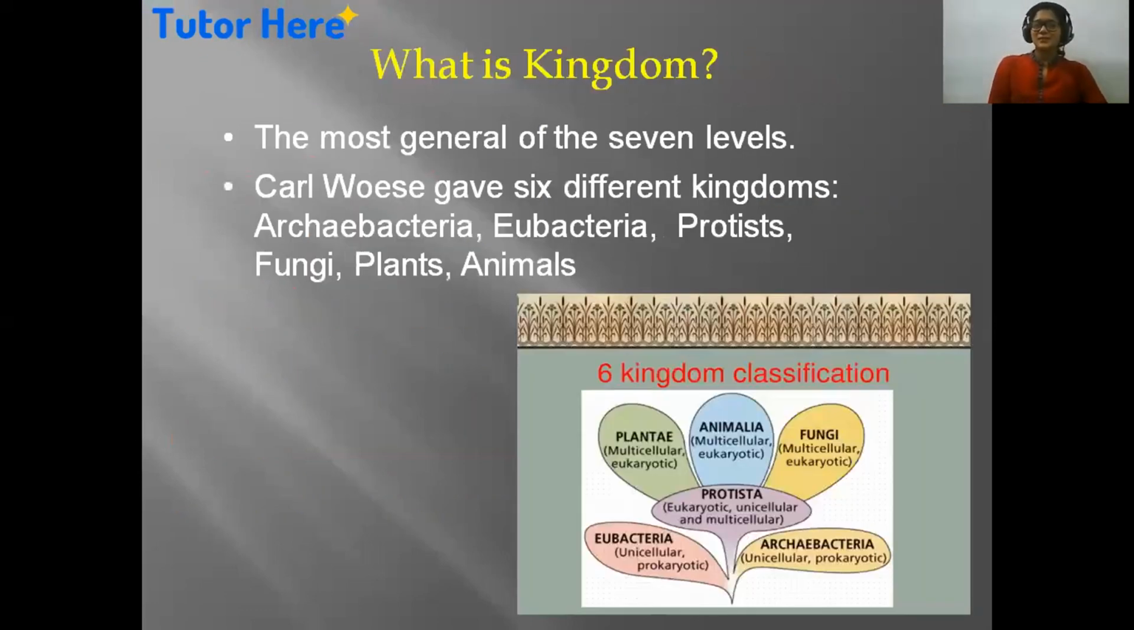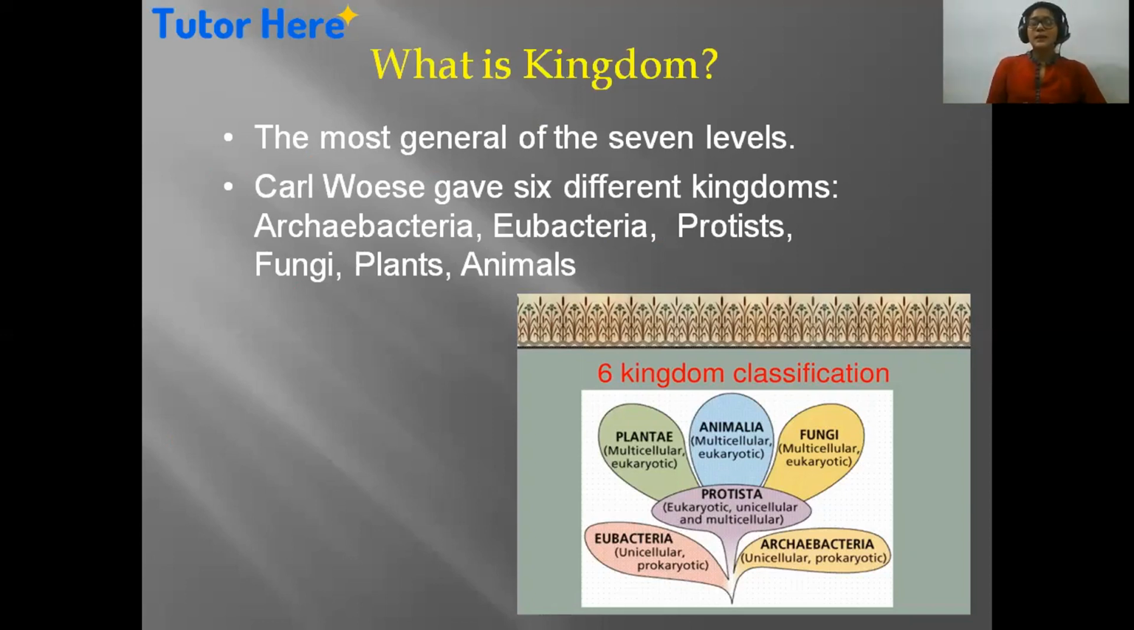The first level of classification is kingdom. So Carl Woese gave 6 different types of kingdoms, that is archaebacteria, eubacteria, protists, fungi, animal, and plants. The archaebacteria are the oldest type of organisms. They are unicellular and prokaryotic in nature, and they are found in the hot springs environment. And then comes the eubacteria. Eubacteria are again unicellular and prokaryotic in nature.